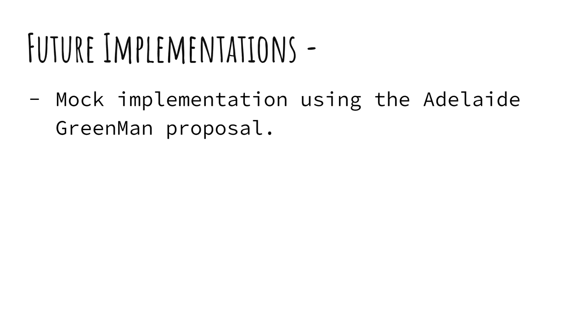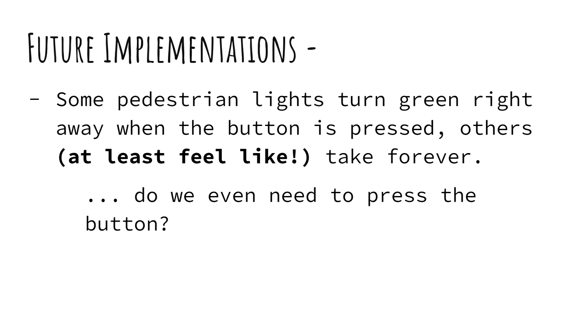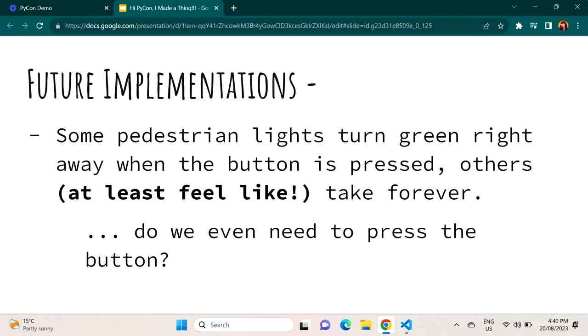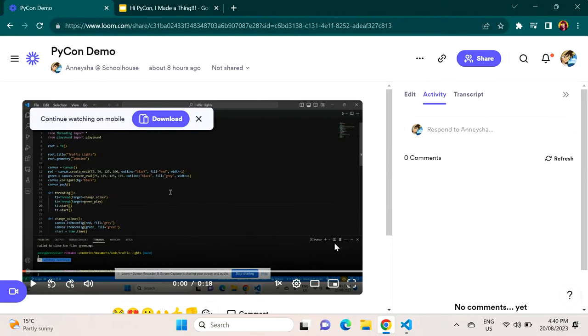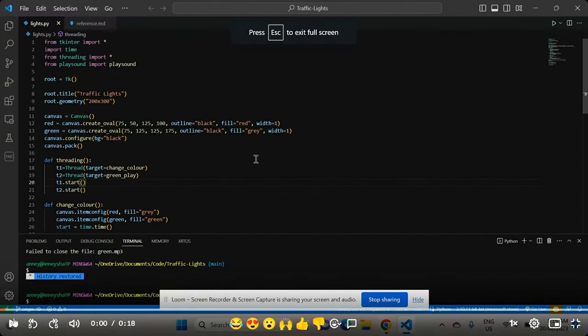I'll show you the demo real soon, but I wanted to go through my slides real quickly. In the future, I would like to implement, so during the sprint time, which I'll be here for, have a mock implementation using the Adelaide Greenman proposal, which I could probably link to in the GitHub, in the Discord. And finally, I would also like to have some pedestrian lights turn green right away when the button is pressed. So I would also like to randomize the process a bit. Time for the demo. It's not too long, but.